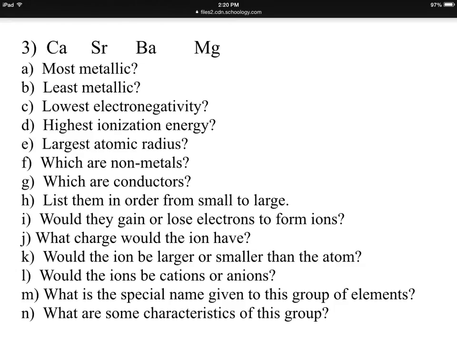Okay, so here you have a problem. You've got calcium, strontium, barium, and magnesium. These are the four atoms that we want to consider on the periodic table. You will notice that these are all in group 2. I'm not sure why my pen is not writing, but such is life. And so we have some questions here. Which element, calcium, strontium, barium, magnesium, would be most metallic?